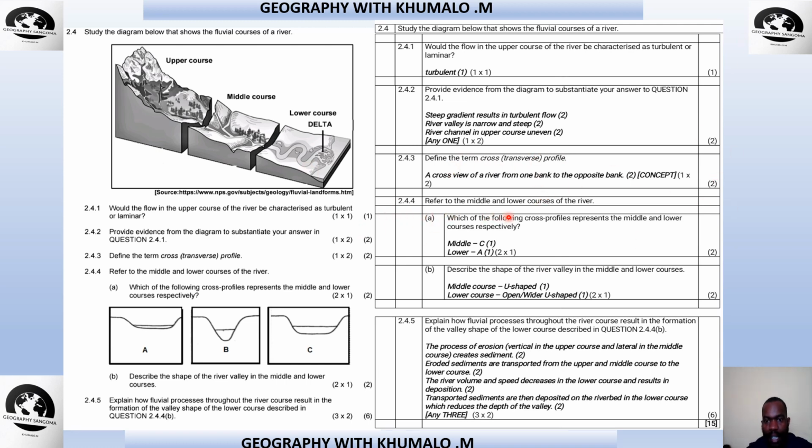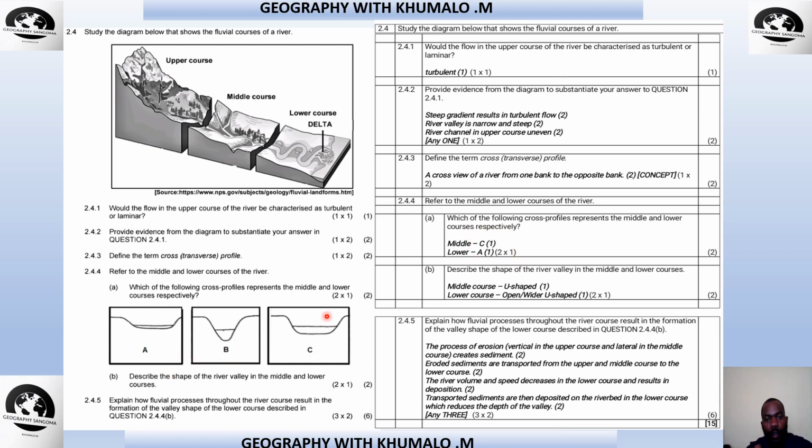2.4.4, refer to the middle and the lower course of the river. Which of the following cross profiles represents the middle and the lower course respectively? Now the word respectively means that you must write C and give what type of cross profile it represents, and then the next one and what type of profile it represents. So you can see that C represents the middle and A is the one that represents the lower.